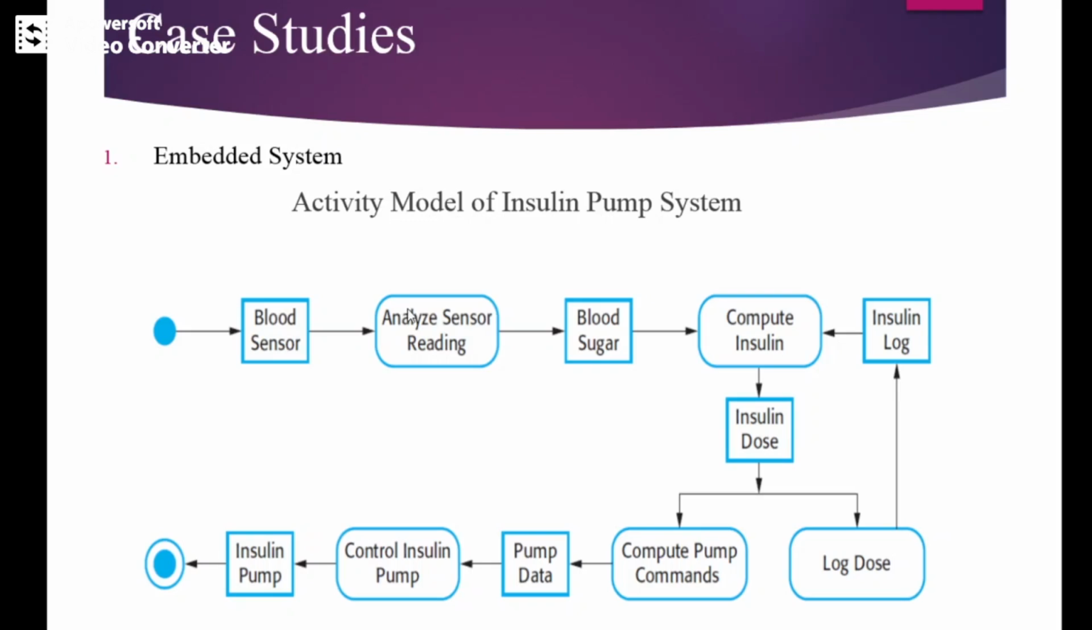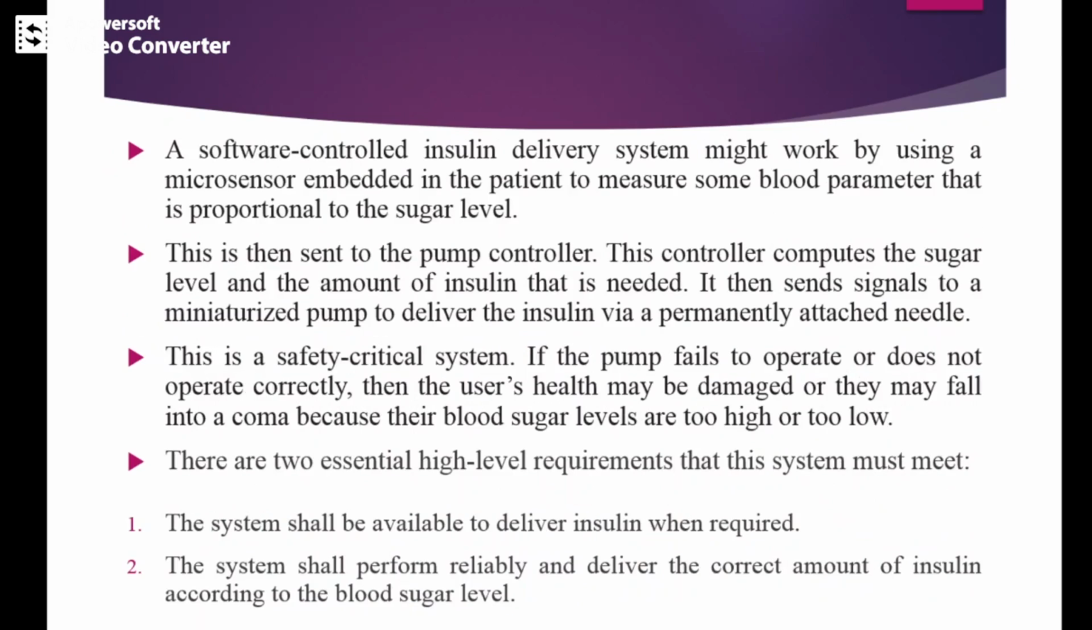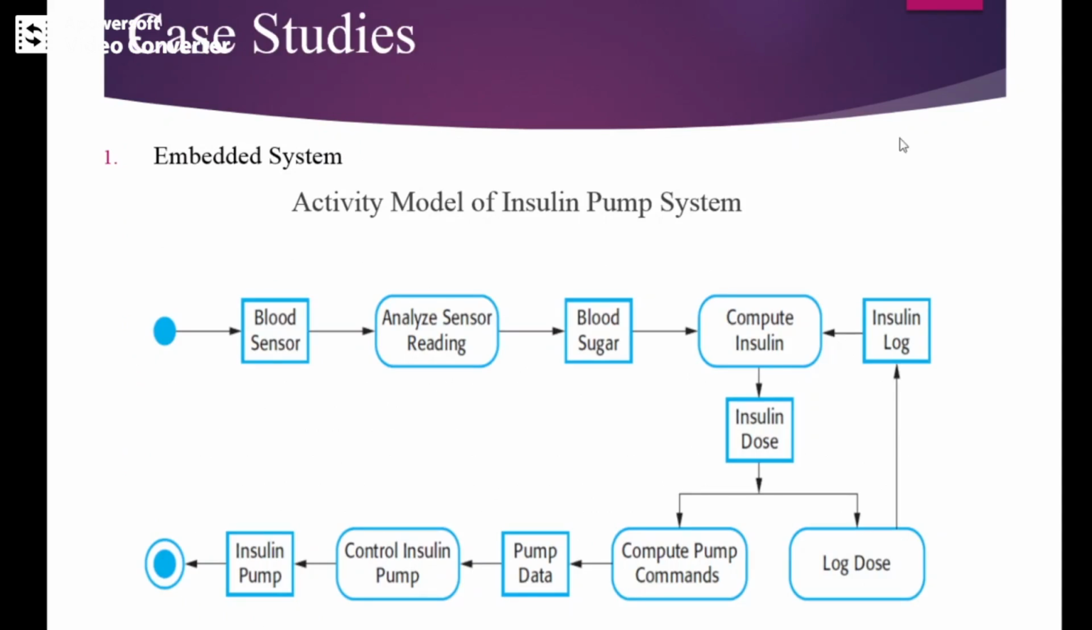Here is the analyze sensor reading step. From this microsensor, you start to analyze. You take the readings of the various blood parameters, then you calculate the blood sugar level. Next you have to compute the insulin. Based on this sugar level, you have to compute how much insulin dose needs to be given. That is important, isn't it?